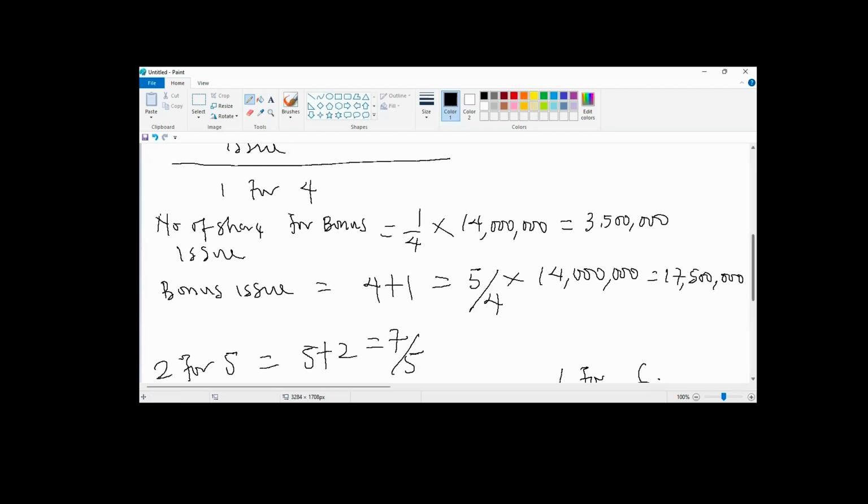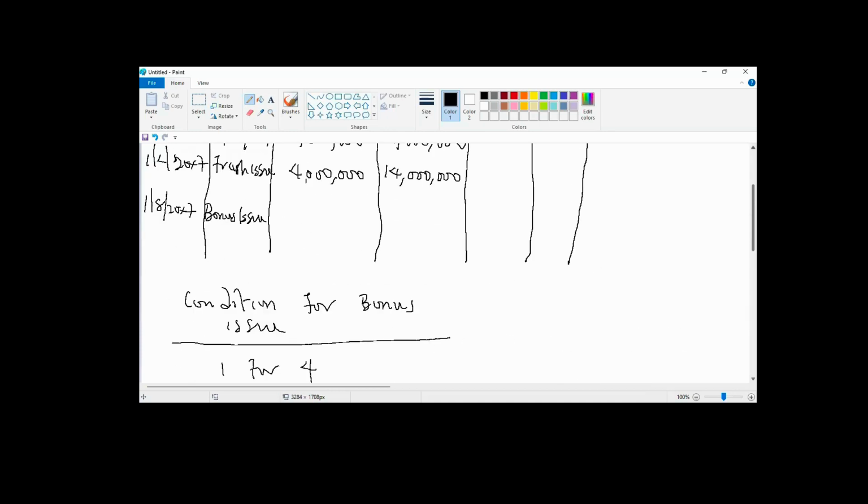See what I'm saying here. I can decide to get the bonus issue of 3.5 million and add it to the 14 million to get 17.5 million. Or I get the 17.5 million first, the total number of shares after the bonus issue, then subtract 14 million, which gives me 3.5 million. Any way is my way. I can do it any way I like. So far, I'm not breaching the principles.